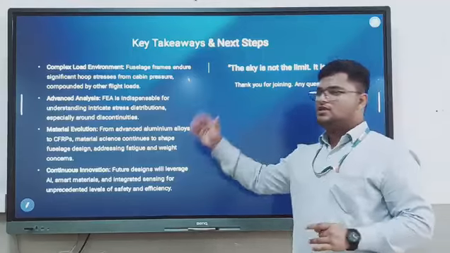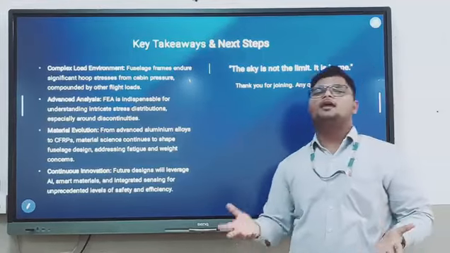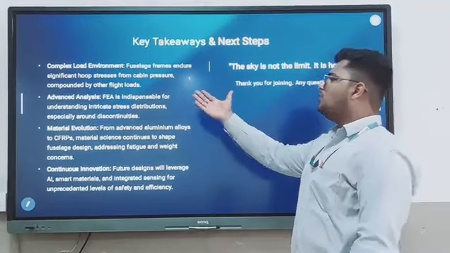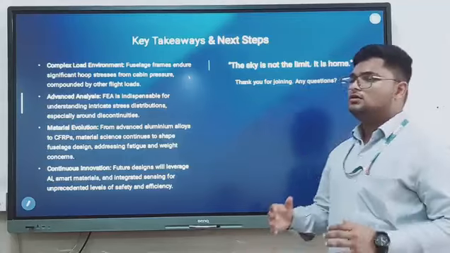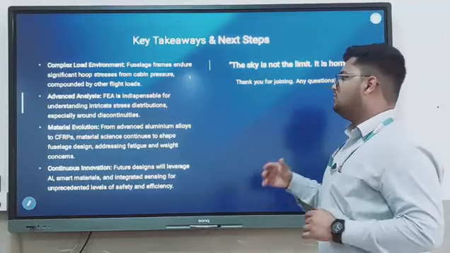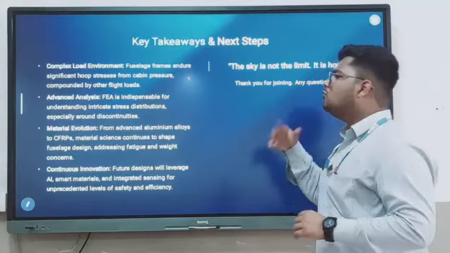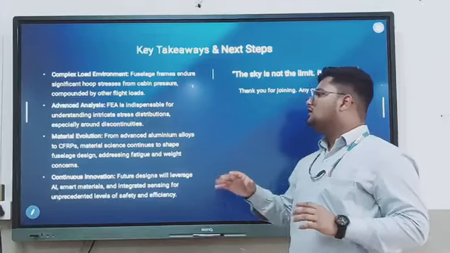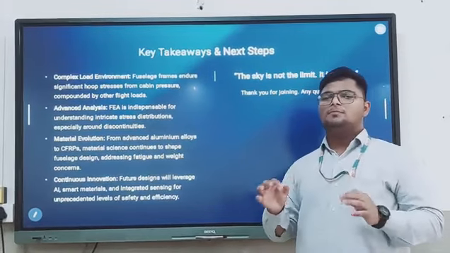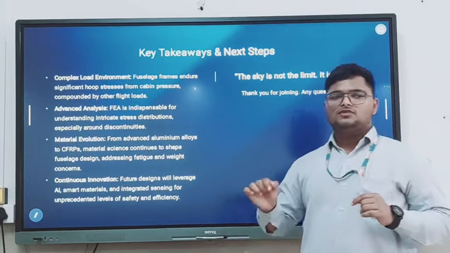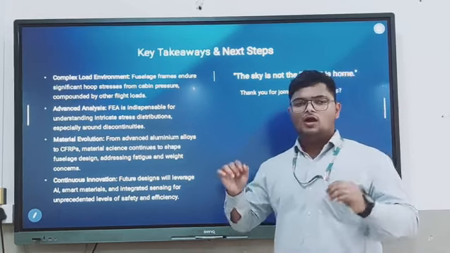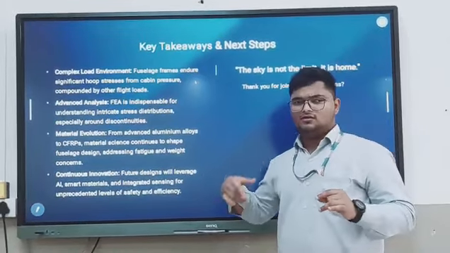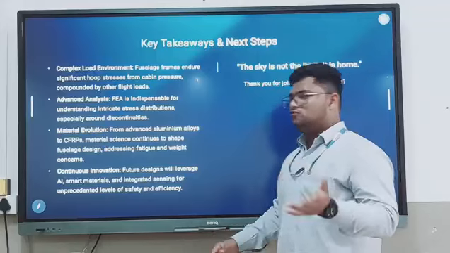Then we have the key takeaways. What we can take away from this presentation. We saw the complex load environment, the stresses or loads experienced from the cabin pressure, the hoop stresses and all. Then we have advanced analysis, that is FEA, which is indispensable. FEA is the best method right now which can be used to understand the stress and the loads that are affecting the cabin or the fuselage of an aircraft.